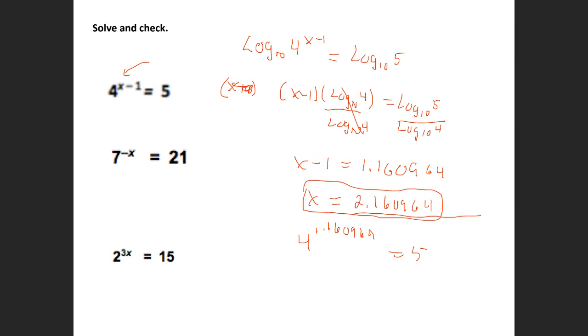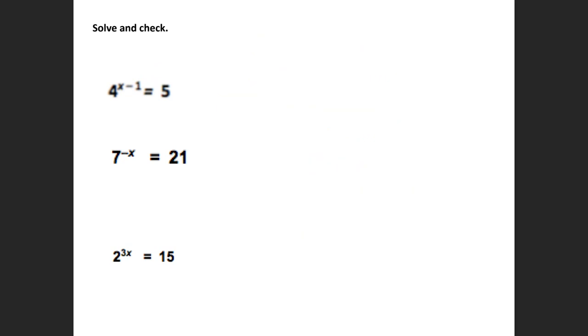All right, let's try the second one. So the second one, same thing. I'm just going to take the log of both sides. So I'm just going to go log base 10, and I'm not going to write that in. Negative x is equal to log base 10 of 21. I'm going to bring the negative x in front. So that's log base 10 of 7 is equal to log base 10 of 21.